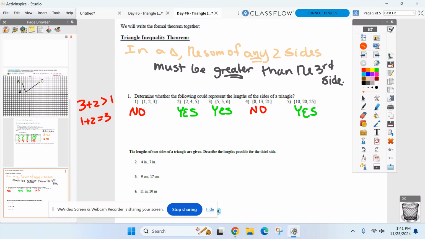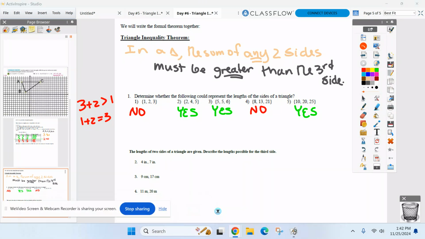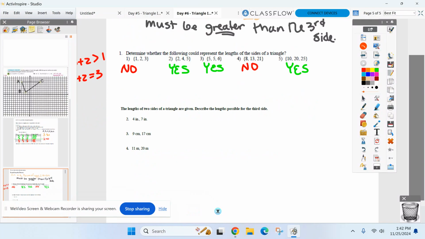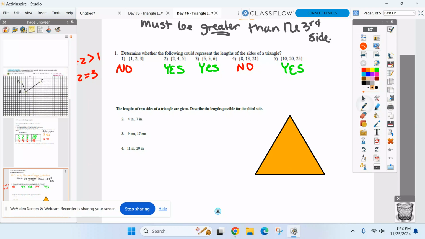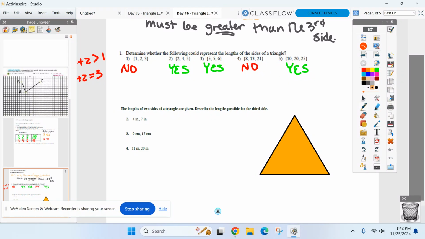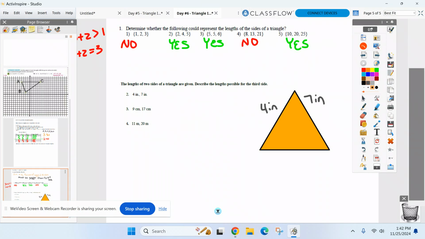Are you feeling confident in this theorem before I break your confidence down? We're good? All right. The other thing I want you to do with this theorem, other than tell me a yes or no if it forms a triangle, is tell me what could be possible third sides given two of them. So in this first example, my first side is 4 inches. My second side is 7 inches. What are possible third sides?